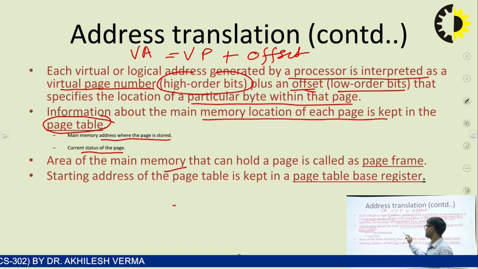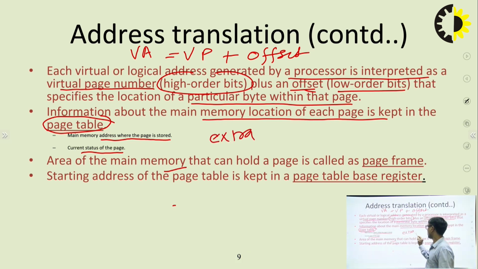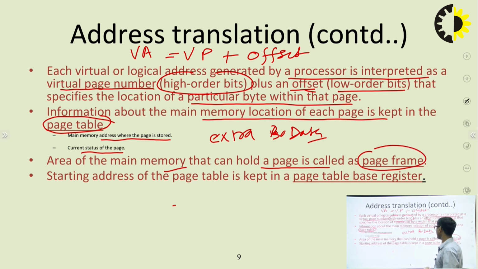So basically it is an extra data structure to store the reference to the pages that are brought to the main memory, and the part of main memory that holds the page is called a page frame. Okay, so the page table contains the address of the page frame where that particular page will be stored in the main memory.